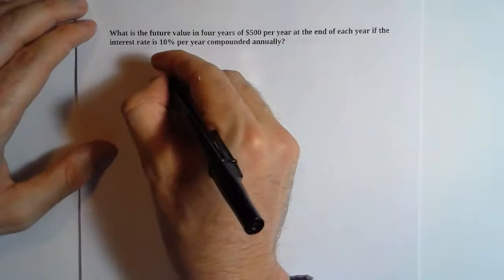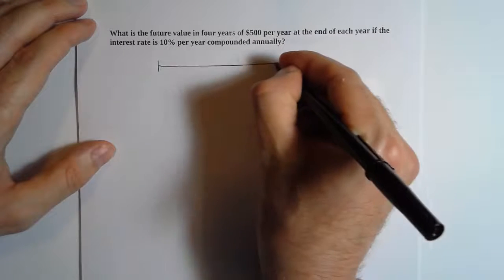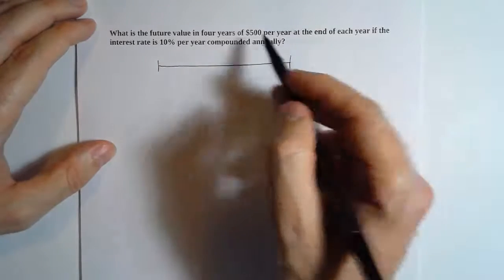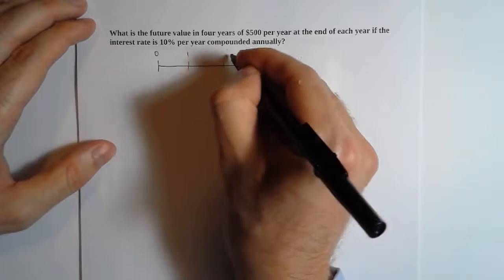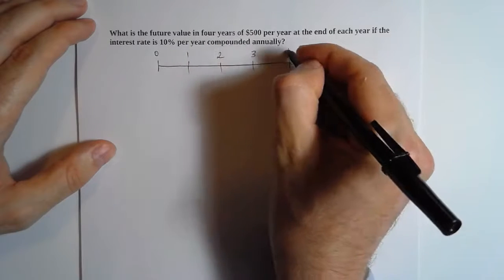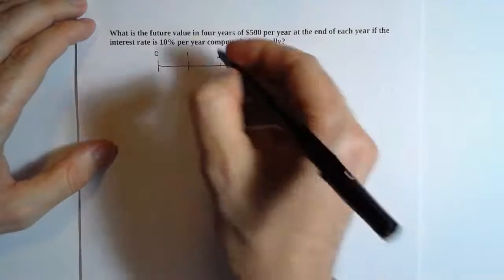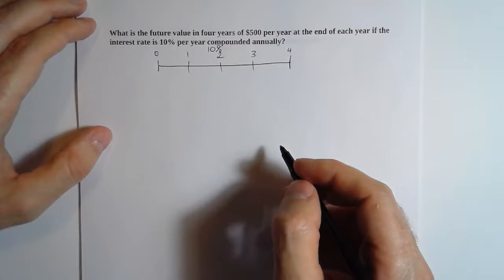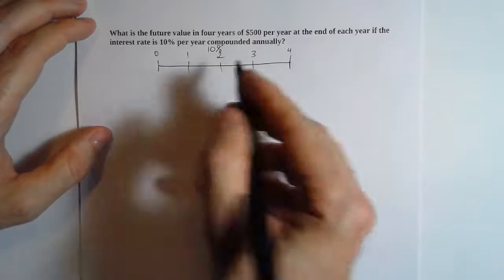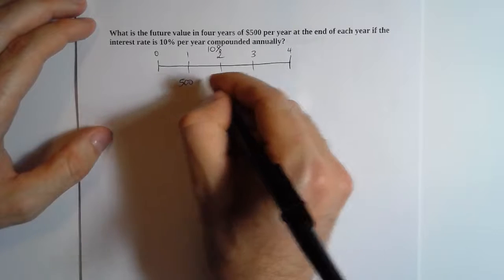So as you might guess by now, we're going to do a timeline, and we have 4 years. And the rate per year is 10%. And we have $500 per year at the end of each year. So let's put those on the timeline.